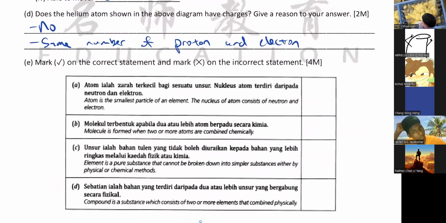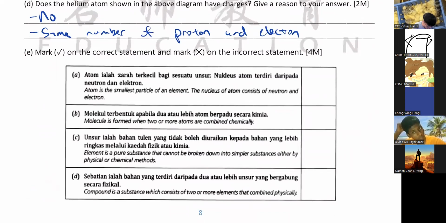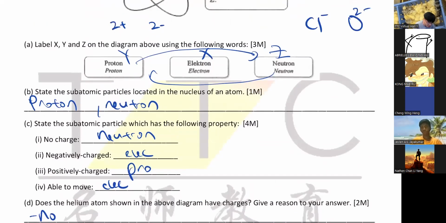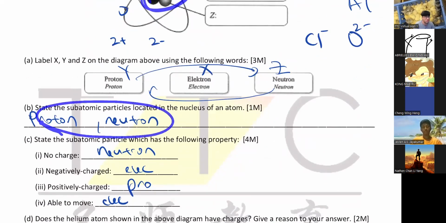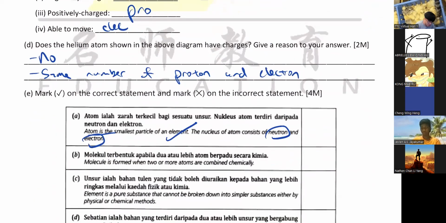Anyway, next, E: mark the correct statement and the wrong statement. A: Atom is the smallest particle. The nucleus of an atom consists of neutron and electron. Is this correct? The front part is correct, atom is the smallest. But the behind, is it neutron and electron in the middle? No, it's proton and neutron. So the electron here is wrong. So this is wrong.